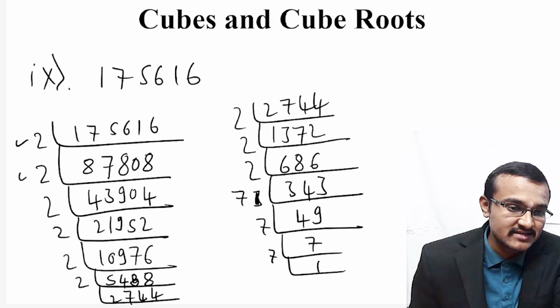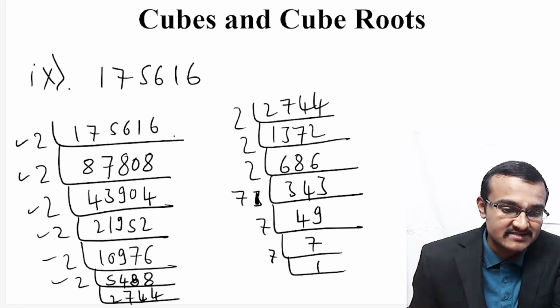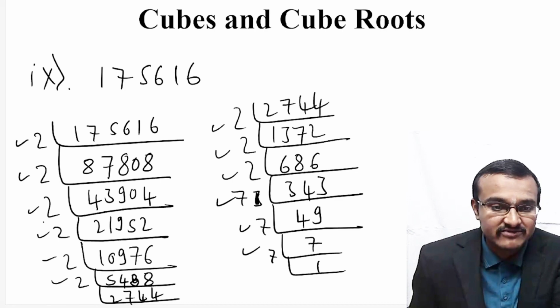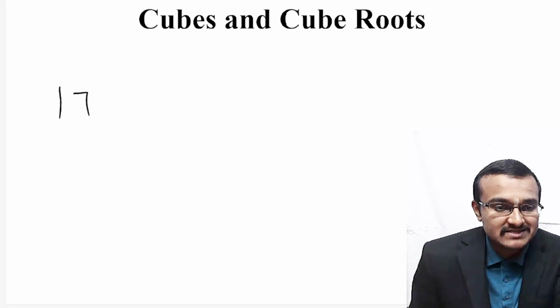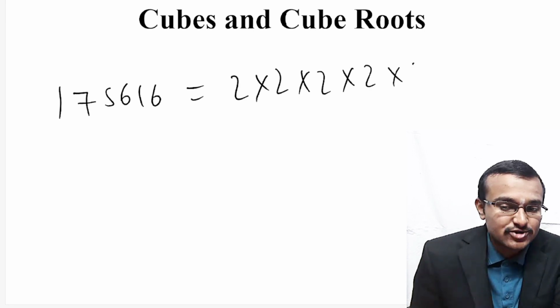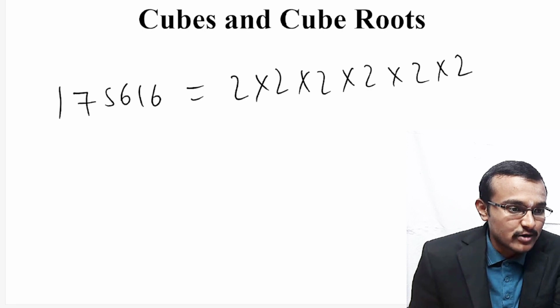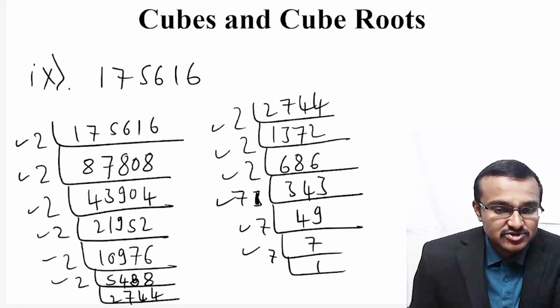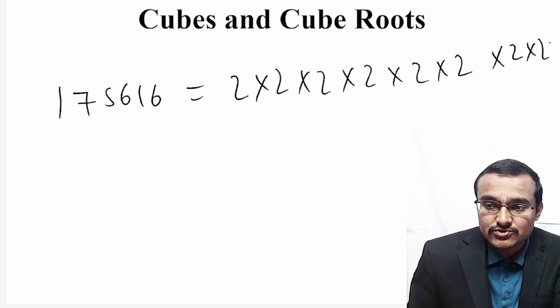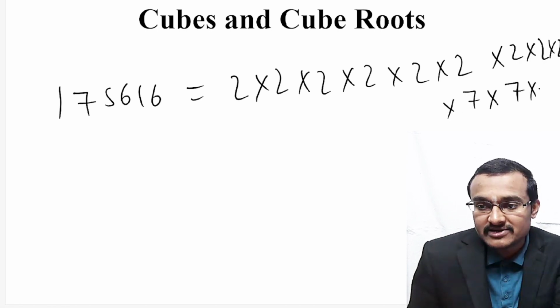So here you can see 1 2 3 4 5 6 7 8 9. 9 times 2 you have multiplied and 3 times 7 you have multiplied. That means 175616 can be expressed as 2 into 2 into 2 into 2 into 2 into 2. So how many times? 9 times you should actually multiply with 2. So here it is 6 times, so 2 into 2 into 2. So again this should be multiplied with 7 into 7 into 7.